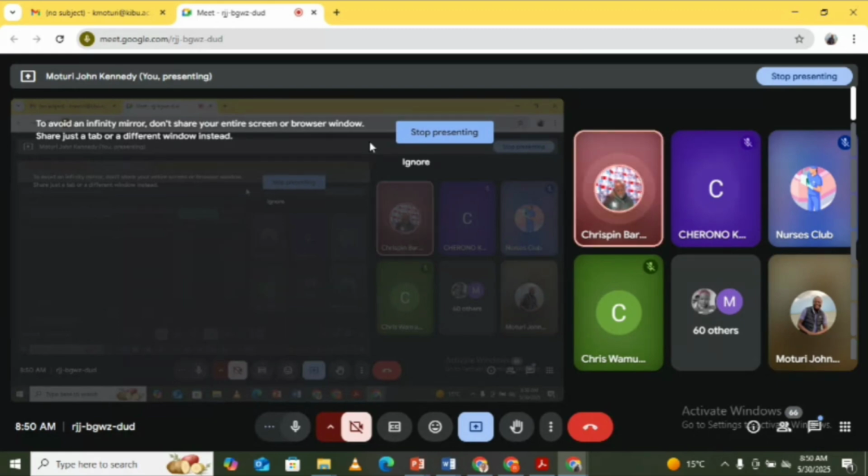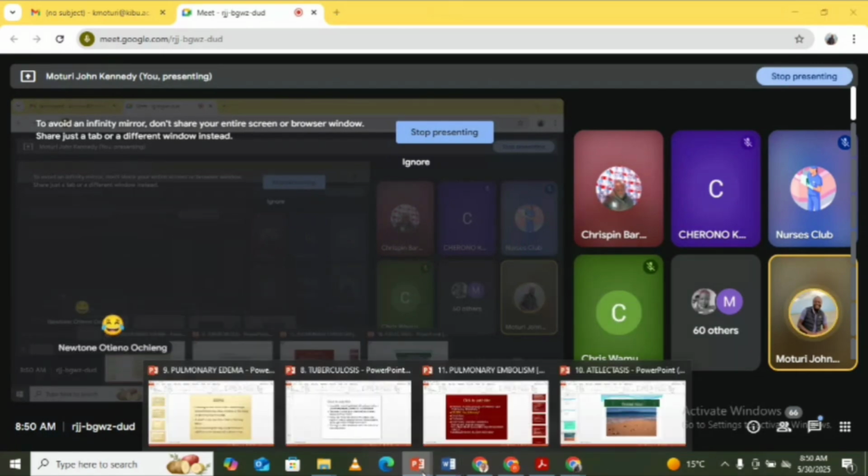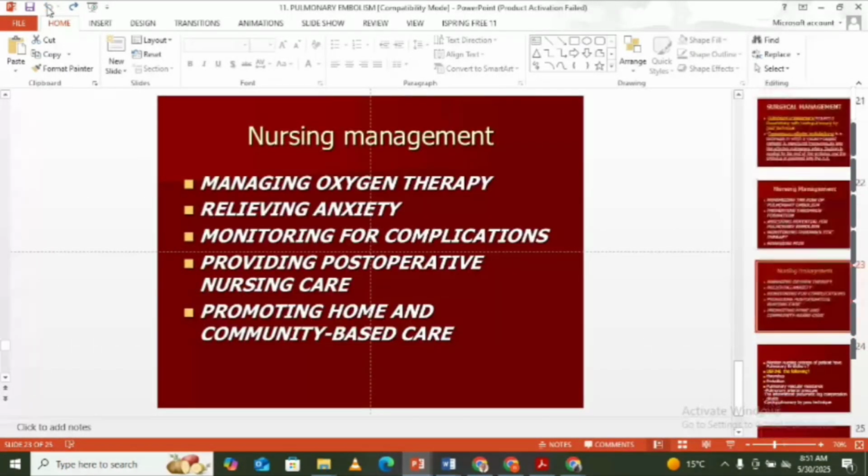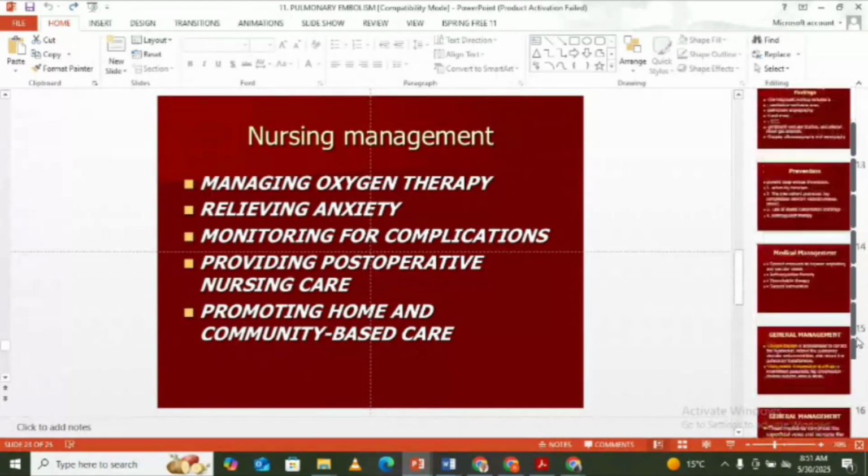So my question is, how is pulmonary embolism diagnosed? It was just right here. It's not that I just told you that it may not be for us right now. But let me just take you to the diagnosis.